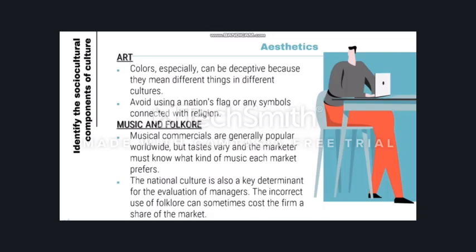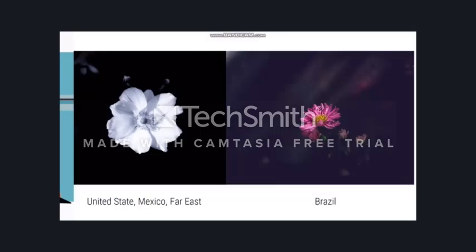Colors, especially, can be deceptive because they mean different things in different cultures. For example, the color of mourning is black in the United States and Mexico, black and white in the Far East, and purple in Brazil. So marketers must be careful to check whether colors have any special meanings before using them for products, packages, or advertisements.